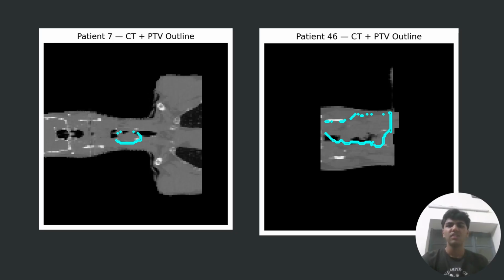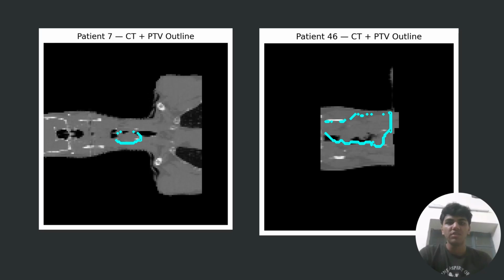These examples illustrate two important things. First, you can see the anatomical complexity in head and neck radiotherapy patients. The tumor shapes are irregular, the surrounding anatomy is crowded, and critical organs are located extremely close to the target. This is exactly why optimal beam angle selection matters. Even a small deviation can either underdose the tumor or overexpose sensitive tissue.